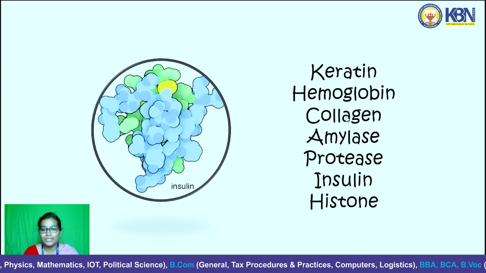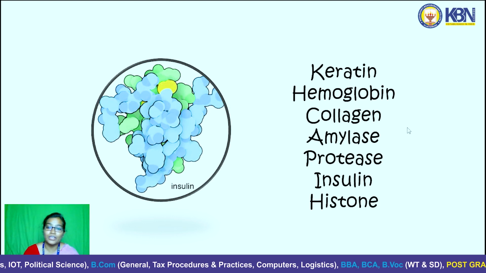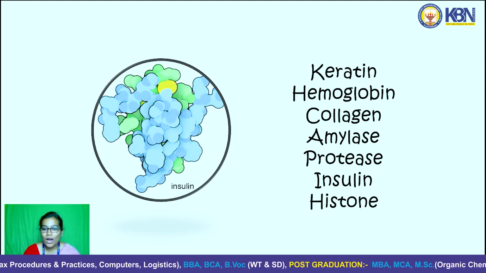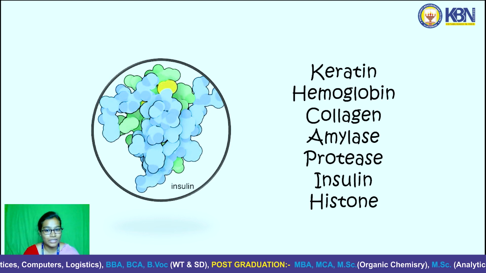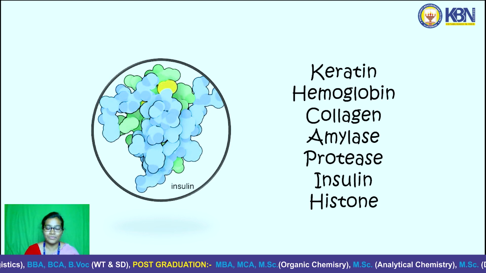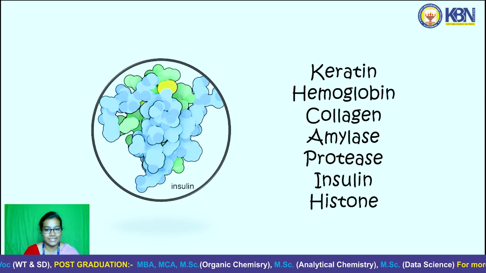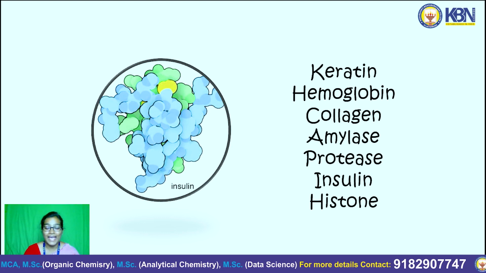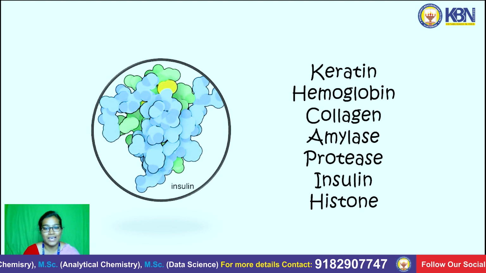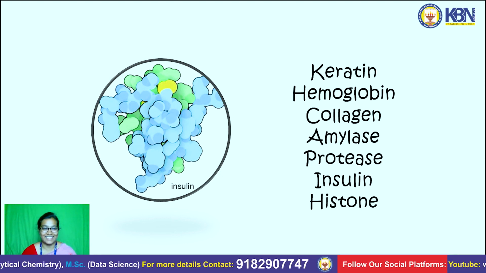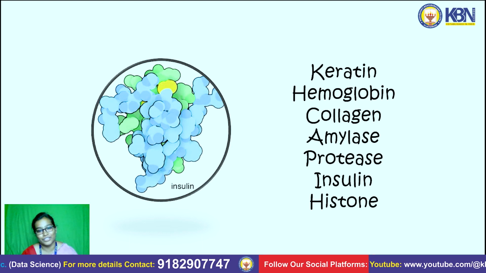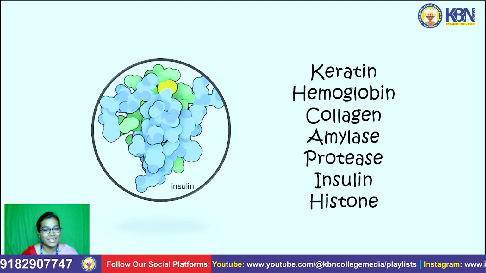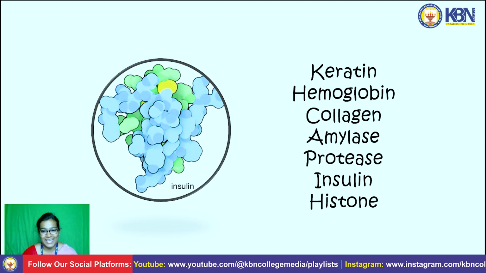Every molecule that you see here has a different unique function, right? And few are hormones like insulin. Insulin is a hormone. Few are structural proteins like hemoglobin, keratin, collagen, histone, and few are enzymes, amylase and protease. Yes, they have several different functions, but you see one common thing in all of these. Guess what?